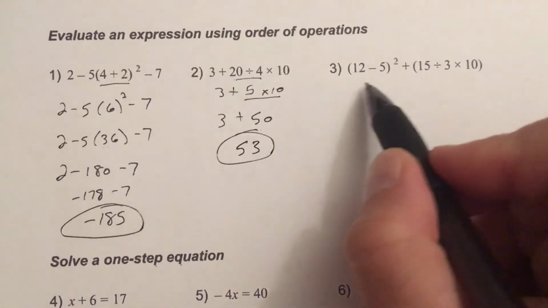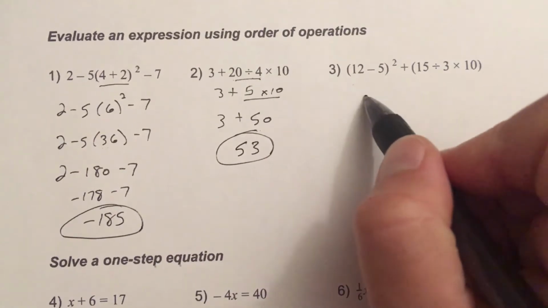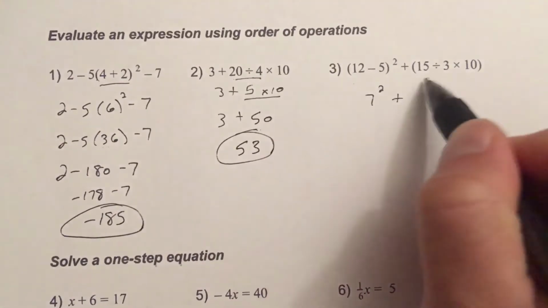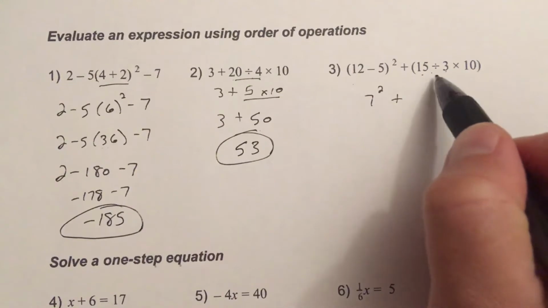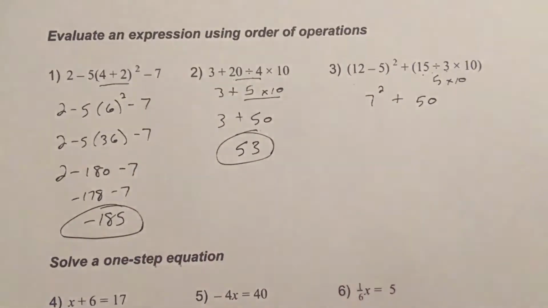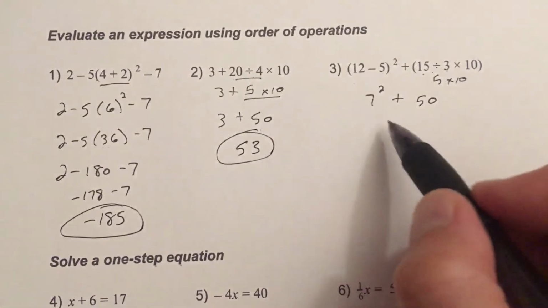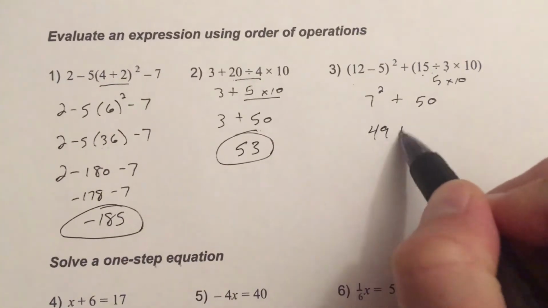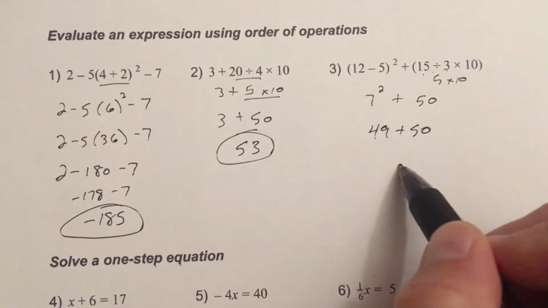All right, and then over here I see parentheses. 12 minus 5 is 7. And I see parentheses here. 15 divided by 3 is 5. And 5 times 10 is 50. All right, now I'm going to do the exponent. 7 squared is 49. And 49 plus 50 is 99.